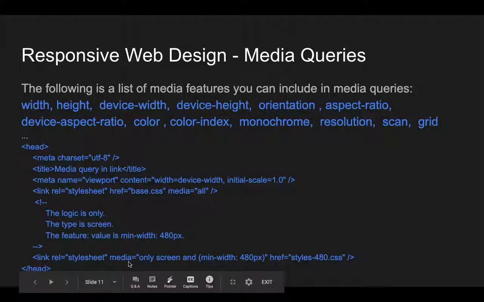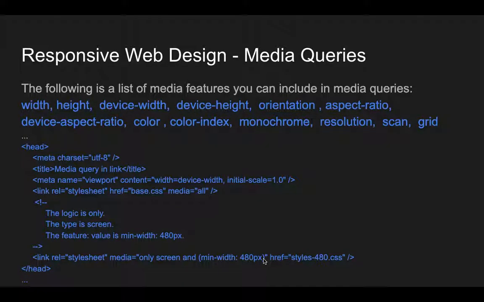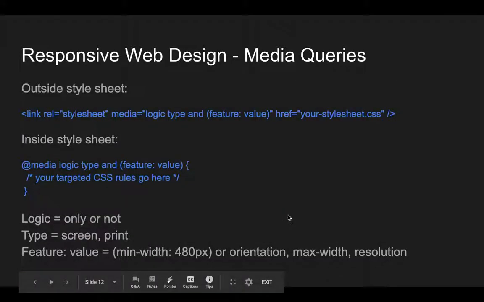All right. So media, the first attribute, this is your logic attribute, and it says only. So instead of only, it could say not. And in this sense, it would say not screen and this feature and value, and that would tell us don't do this if the screen is 480 pixels. Let's go to the next one.